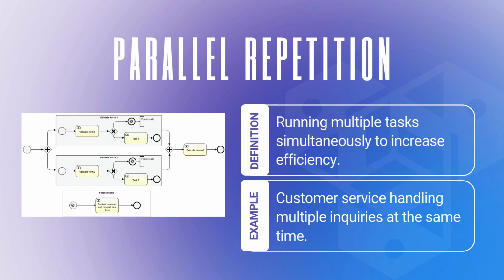So the next is parallel repetition. Parallel repetition allows tasks to be performed simultaneously, which is useful for efficiency in situations like handling multiple customer inquiries concurrently. This technique can significantly reduce waiting times and boost productivity in customer service scenarios. As you can see in the diagram, it illustrates the parallel repetition example.